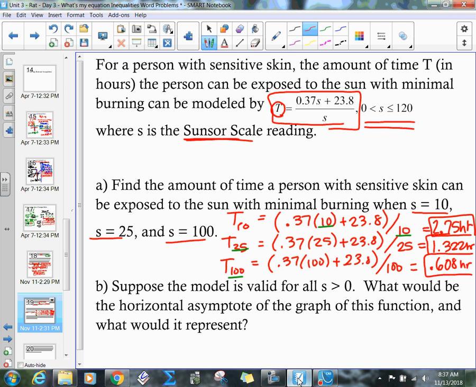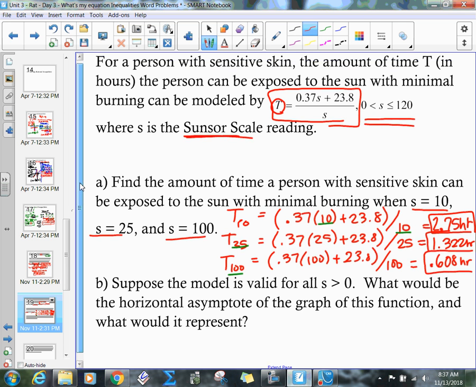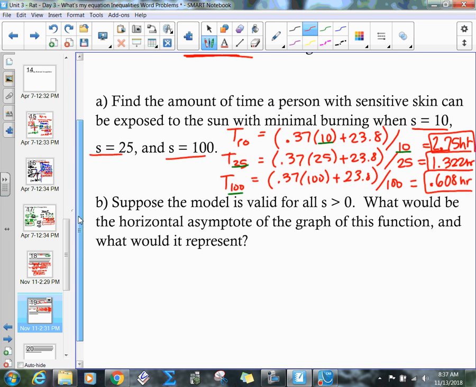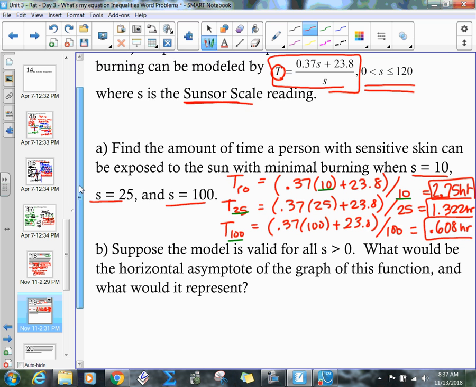Okay, follow-up question. B, suppose the model is valid for all values greater than 0. What would be the horizontal asymptote of the graph of this function, and what would it represent? The horizontal asymptote is taking those leading numbers. So I would look at 0.37s divided by s. And I would tell you that that's 0.37. And this is a horizontal asymptote. This is a y value. My y value is in time, so that would be hours.